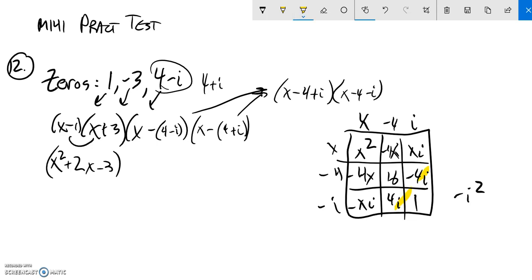Notice I've got some zeros here. Those things drop out, which is great. So I'll combine some like terms. I got an x squared. I got a negative 4x minus a 4x. And I've got a 16 plus 1.